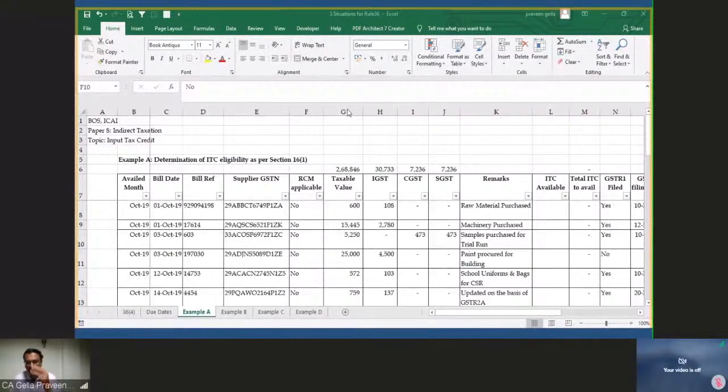I'll fill 3 lines. I want you to fill parallelly along with me. Raw material purchased, section 16. Can I take the input tax credit? Raw material intended to be used. So the answer, I would say yes. The moment I say yes, a formula is automatically calculated. What is my total input tax credit? I have put the formula here, so you'll get to know the total ITC I can take that month.